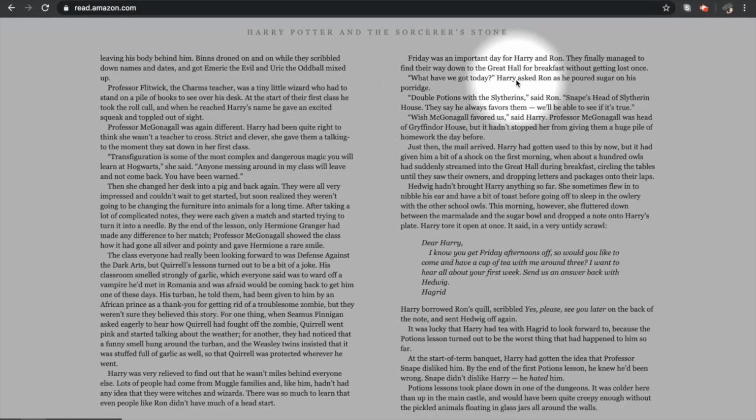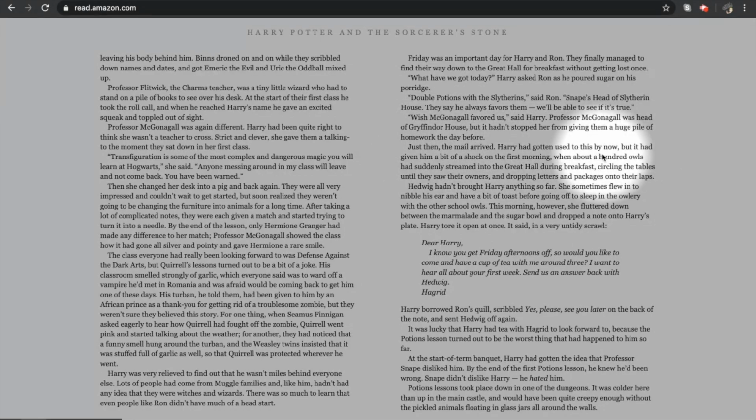"What have we got today?" Harry asked Ron as he poured sugar on his porridge. "Double Potions with the Slytherins," said Ron. "Snape's head of Slytherin House. They say he always favors them. We'll be able to see if it's true." "Wish McGonagall favored us," said Harry. Professor McGonagall was head of Gryffindor House, but it hadn't stopped her from giving them a huge pile of homework the day before. Just then the mail arrived.